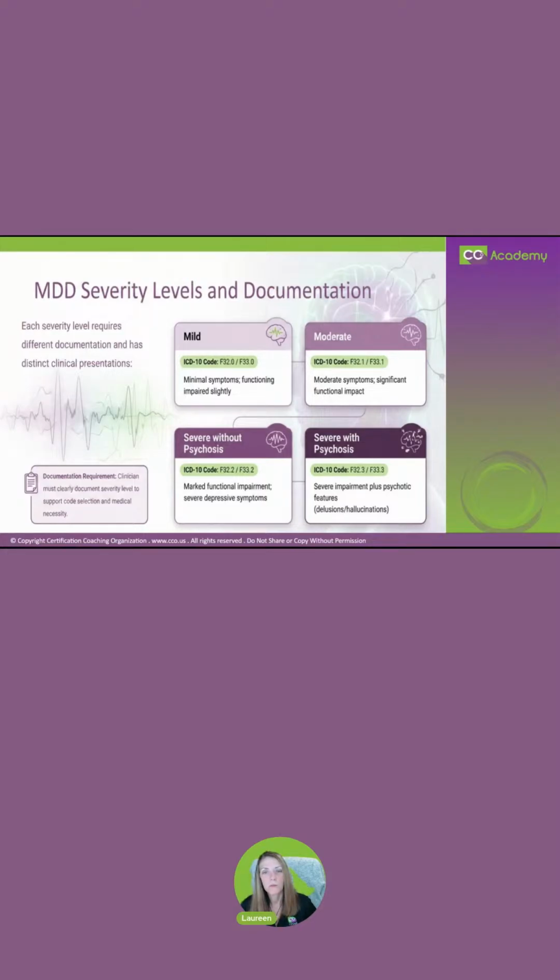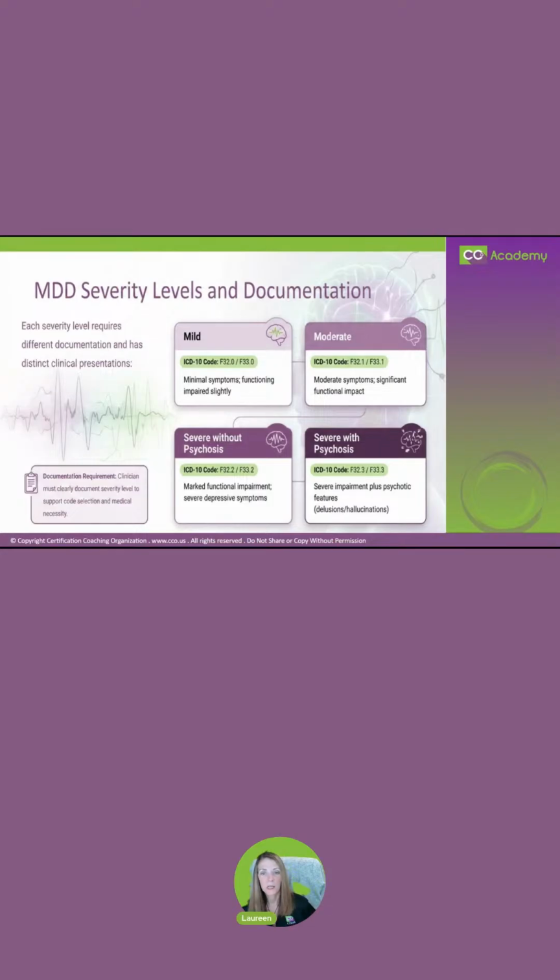Then we move into severe without psychosis. That's your F32.2 or your F33.2. That patient will have marked functional impairment and severe depressive symptoms. So this patient is really, really struggling. And then finally, we've got severe with psychosis. That's your F32.3 for your initial or your F33.3 for recurrent. This is severe impairment plus psychotic features like delusions or hallucinations.